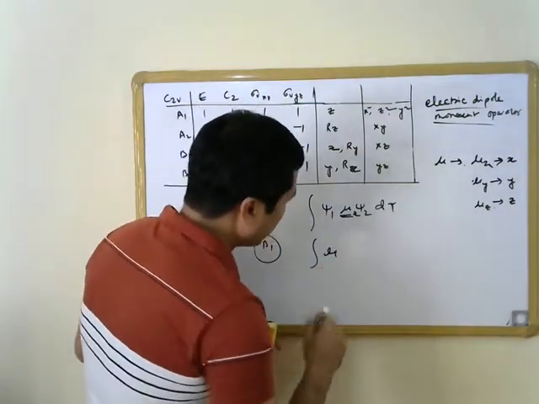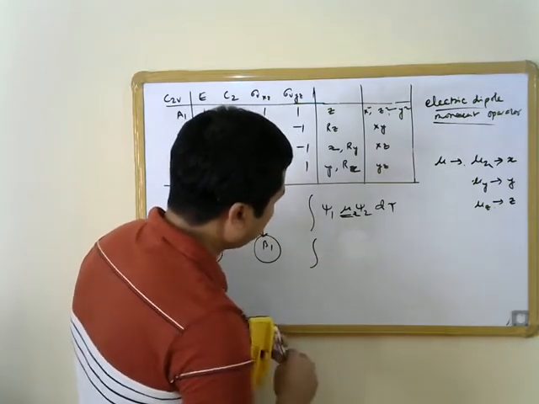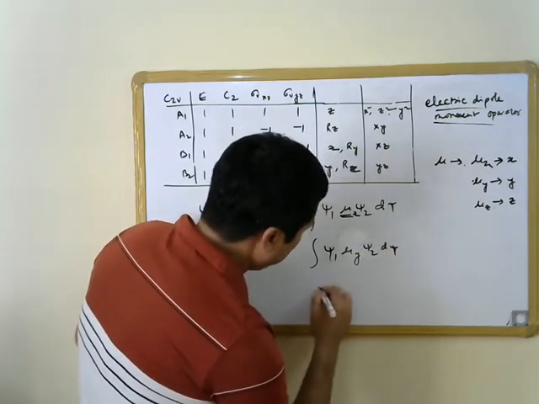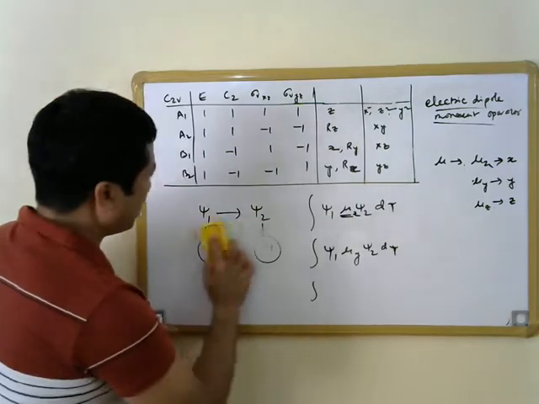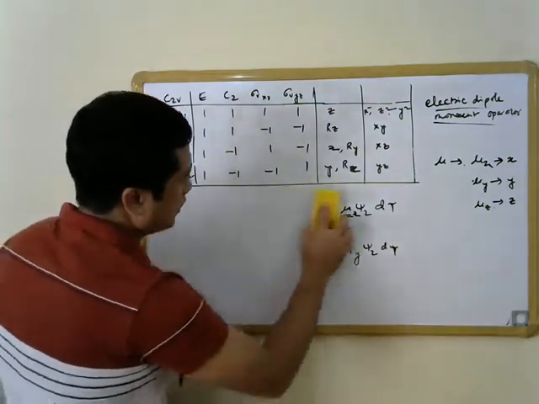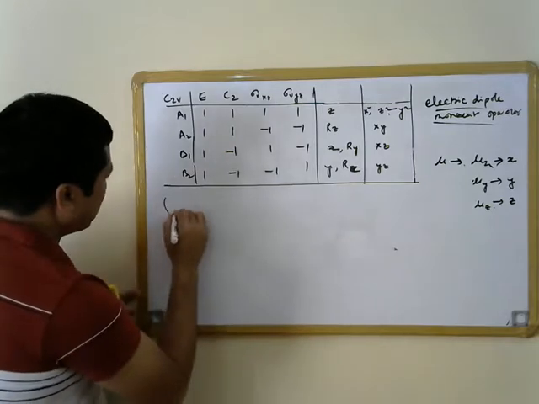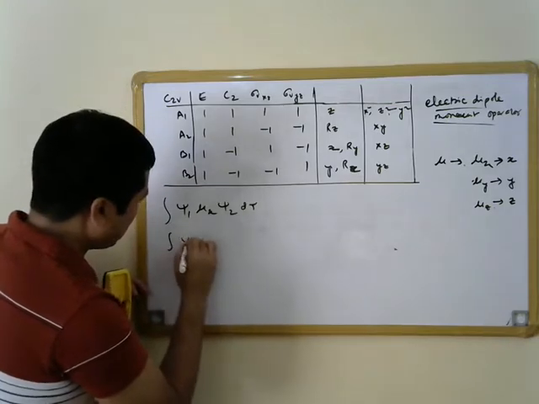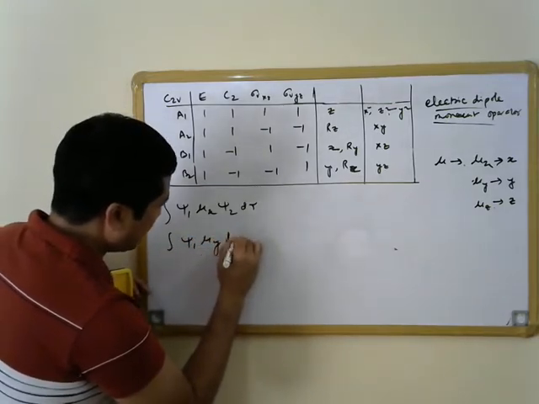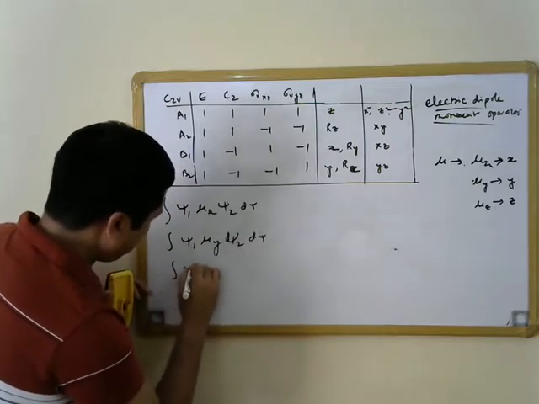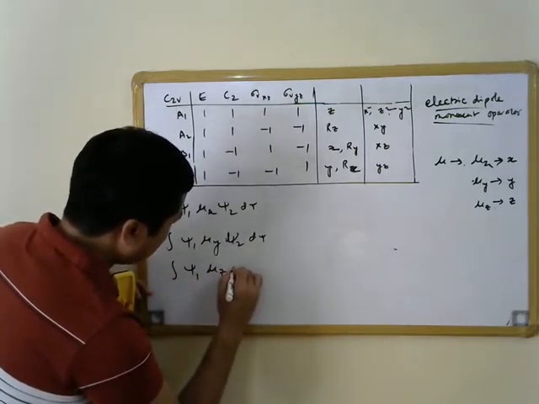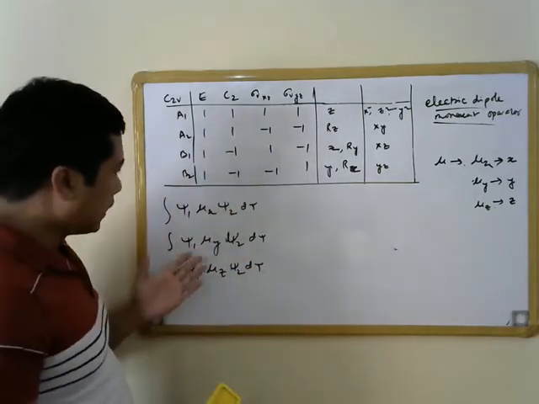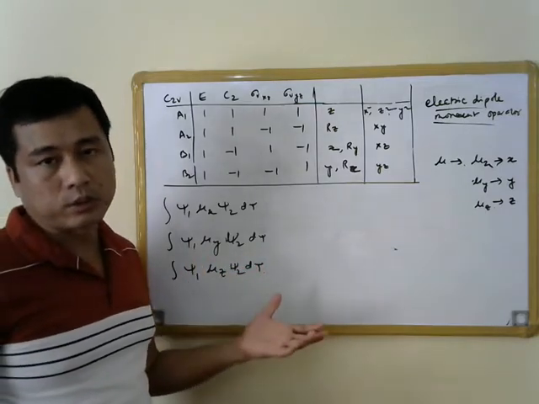Similarly, we also have to find out psi 1 mu y psi 2 d tau, and we also have to find out psi 1 mu z psi 2 d tau. So if any one of these integrals is non-zero, then the transition is going to be allowed essentially.